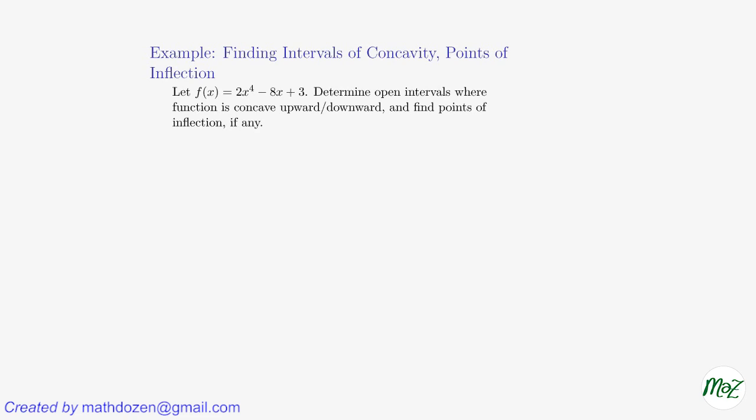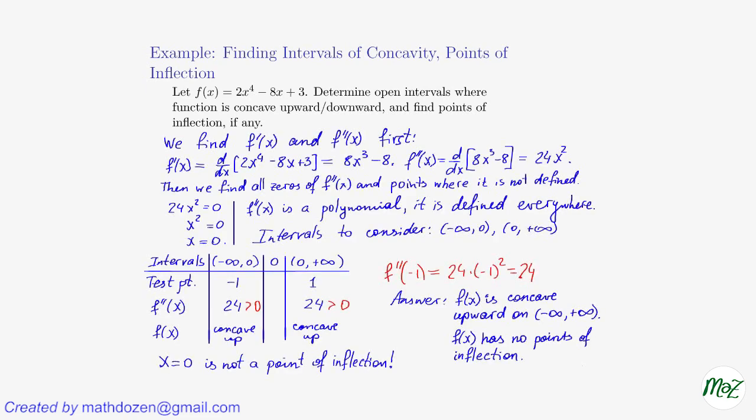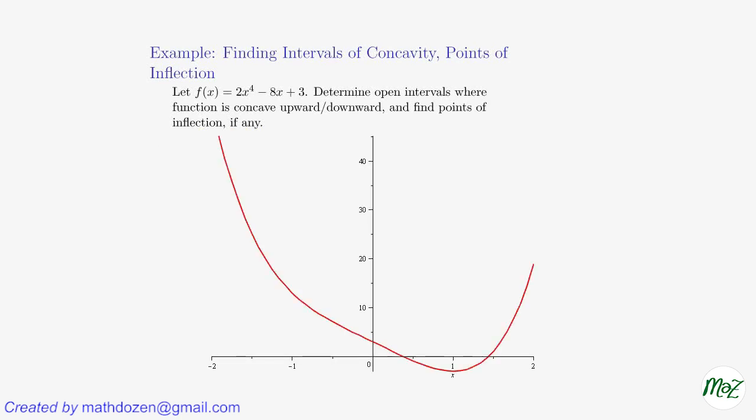Now we completed this hard work of figuring out the intervals of concavity of this function, and we figured out that this function is concave up on all the intervals. So we can have a look at the graph. What we easily notice is that the graph looks like an upright U-shape all the way through, so it's concave up everywhere.